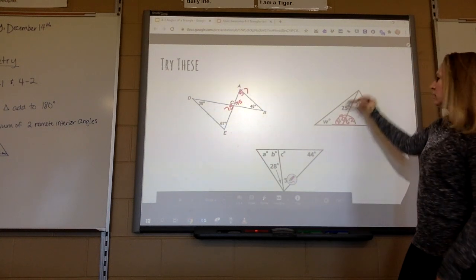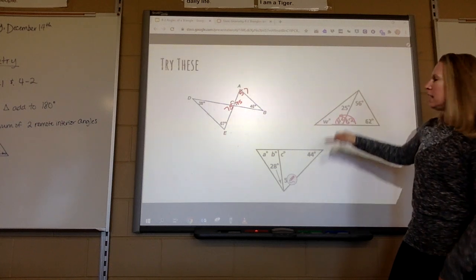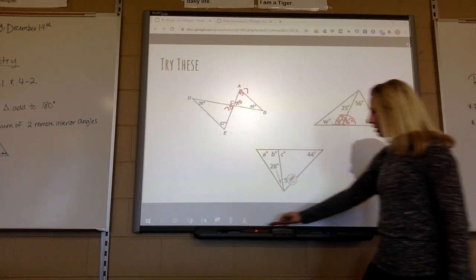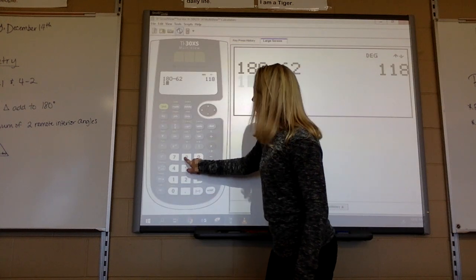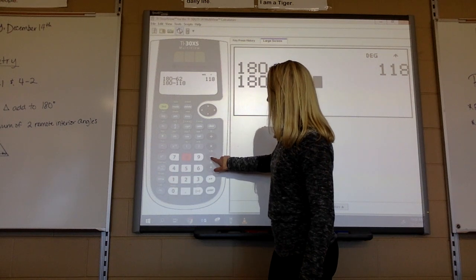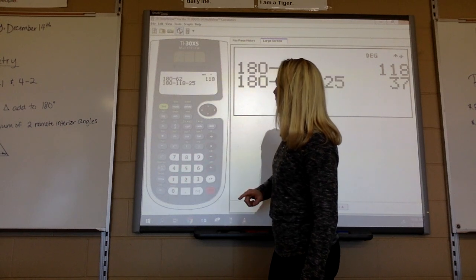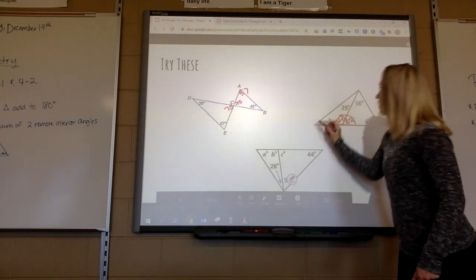And then all the angles in this triangle add up to 180. So 180 minus 118 minus 25, and I get 37 for my missing angle.